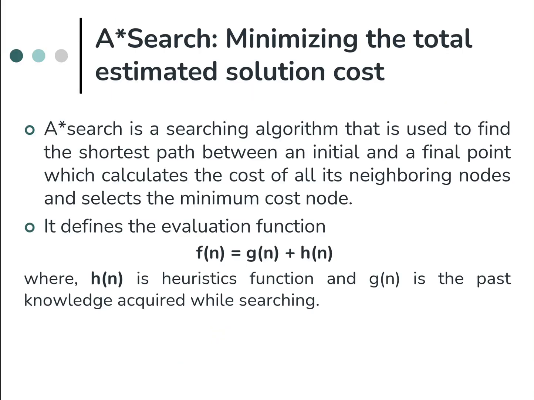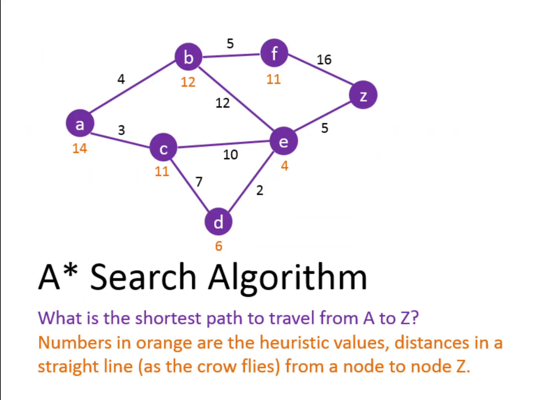A star search is a searching algorithm that is used to find the shortest path between an initial state and the final state by calculating the cost of all the neighborhood nodes and selecting the node which has a minimum cost. We can define the evaluation function as f(n) = g(n) + h(n). Here h(n) is a heuristic function and g(n) is the past knowledge acquired through search.